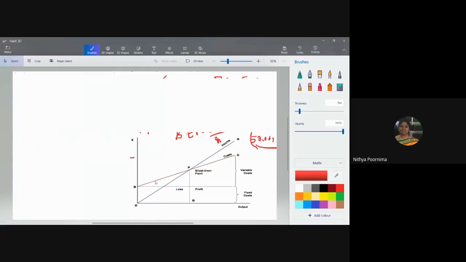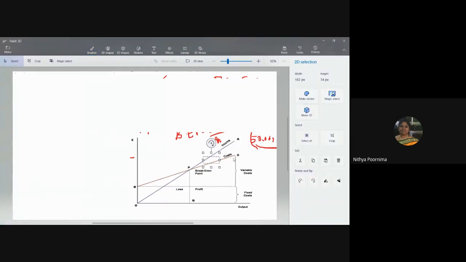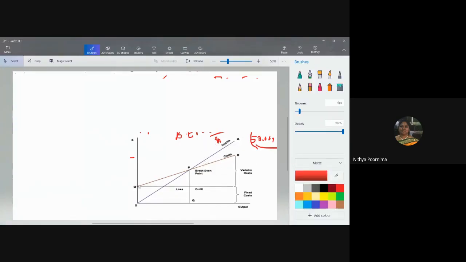This line which is in purple indicates the variable cost. This will be the total income, what they are making from the target. This is the total income they're getting. Line A indicates the income. Line C indicates the variable cost. Line B indicates the fixed cost.